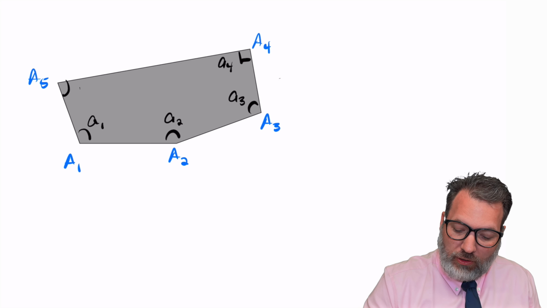So here's why this matters to us. Imagine that we now have some n-gon. It's not even necessarily a pentagon anymore. It just has some number of angles. We can't even actually see what's going on up here.